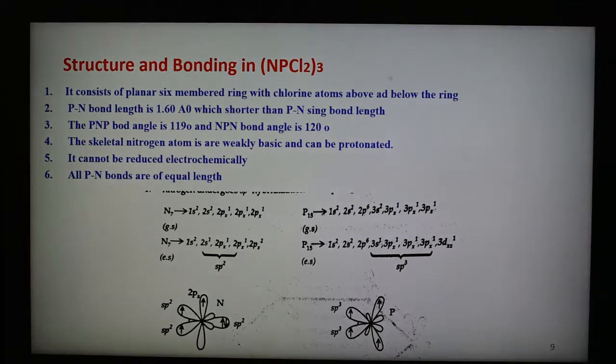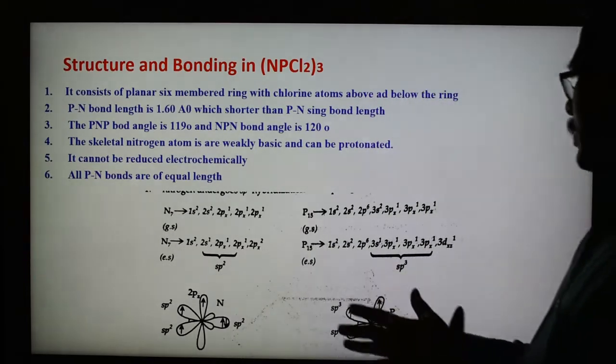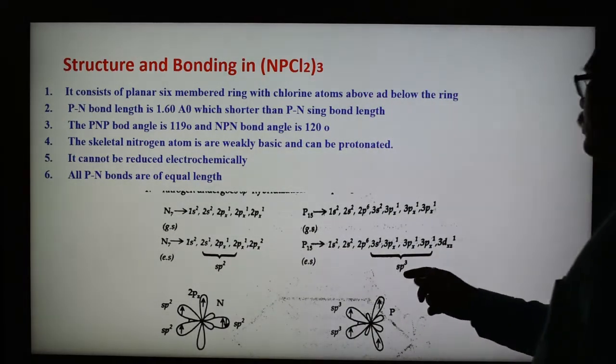The skeletal nitrogen atom is weakly basic and can be protonated. It cannot be reduced electrochemically. All the PN bonds are of equal length. So on the basis of this data, we can suggest the structure. From these observations, the structure can be determined. Nitrogen undergoes sp2 hybridization, while phosphorus undergoes sp3 hybridization, which is shown here.